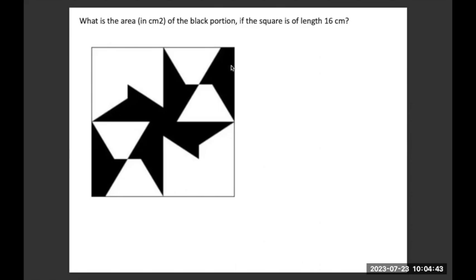Write your answers in the chat box addressed to me, okay? Don't put it in the comment group. And I'll start drawing some lines here, so you'll get some clue, okay? One second.